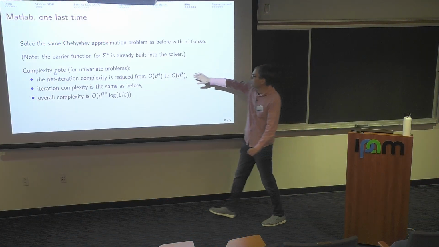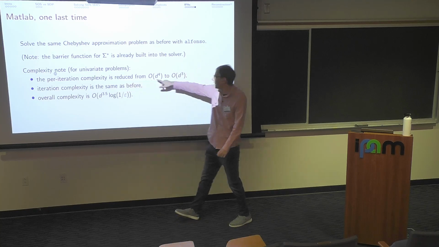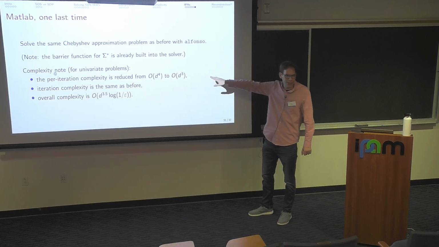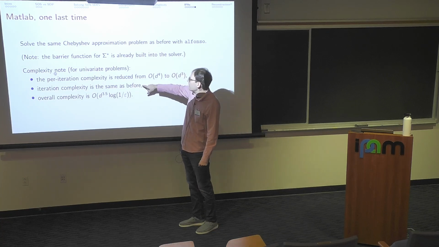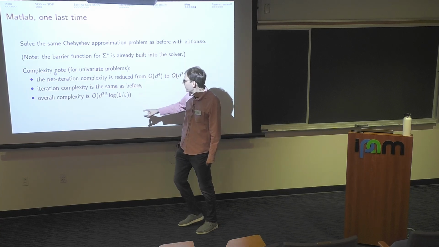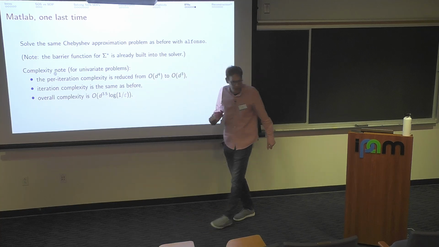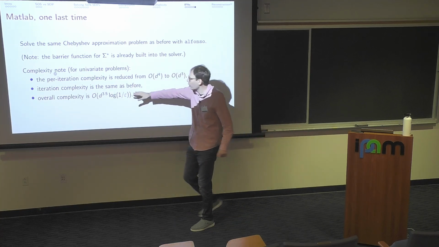So again, theoretically, the main thing that's happening is that the per iteration complexity is reduced by a factor of d, which obviously for d equals 1,000 or something, that's pretty big. Iteration complexity is the same as before, so this is what the overall complexity looks like if you want an epsilon optimal solution.